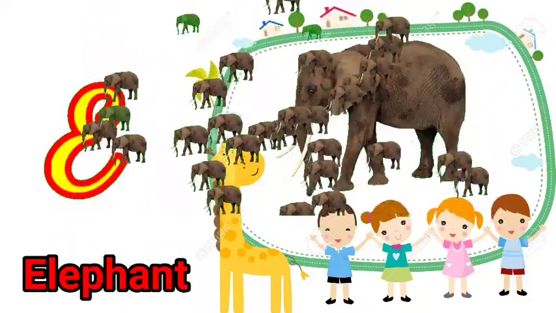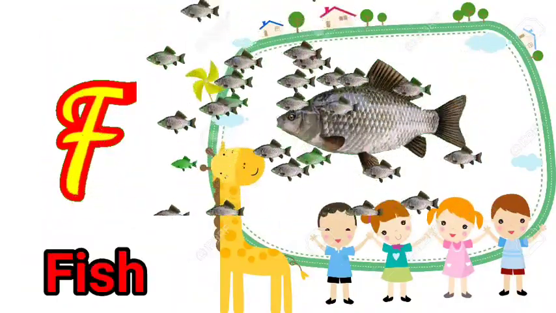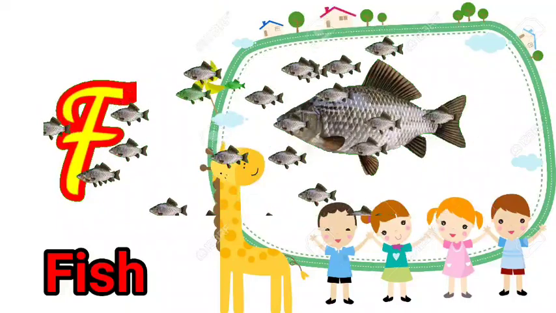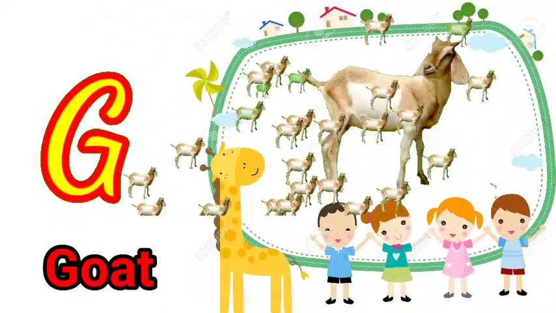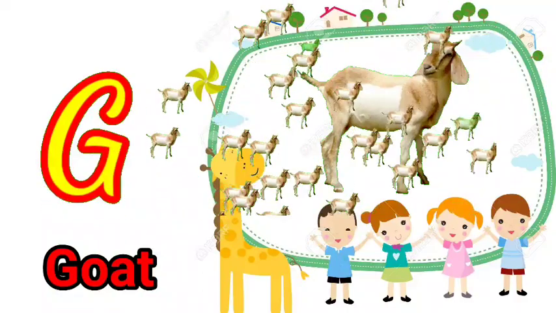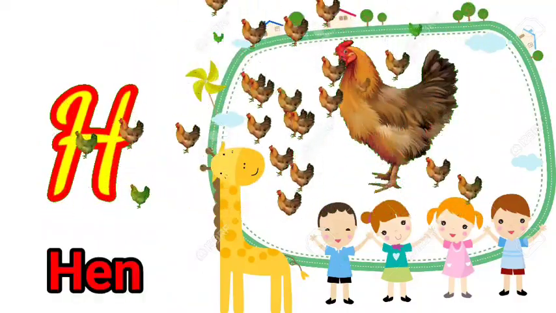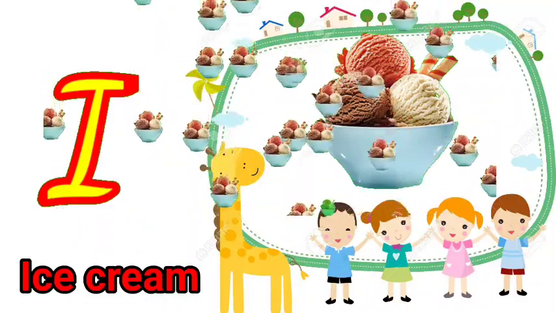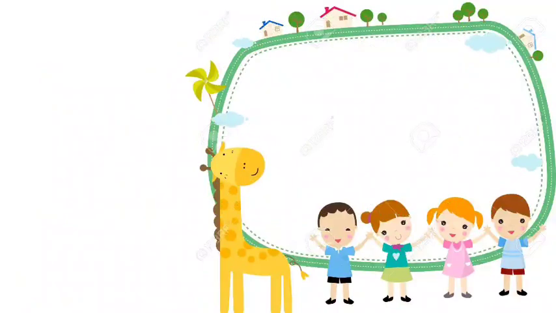E for elephant. F for fish. G for goat. H for hen. I for ice cream.